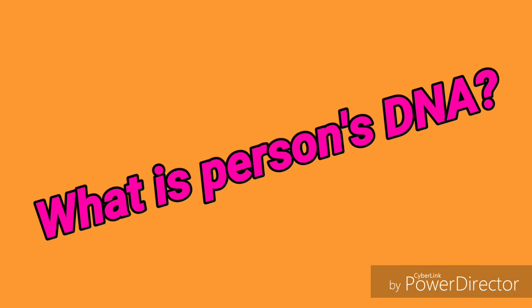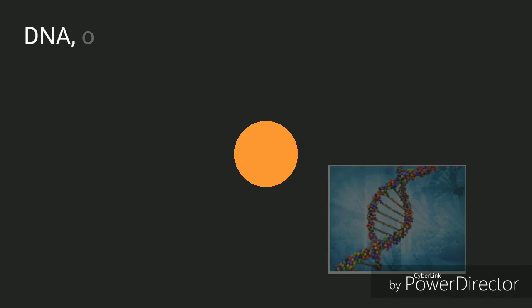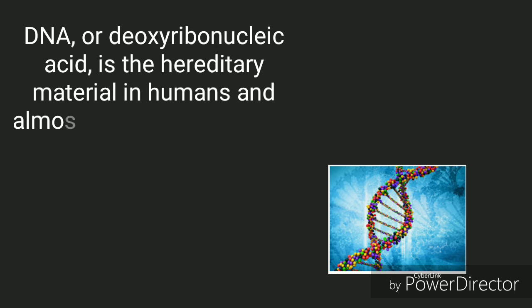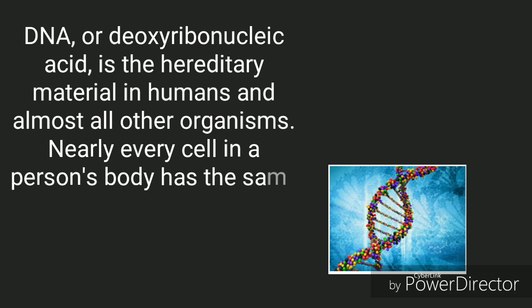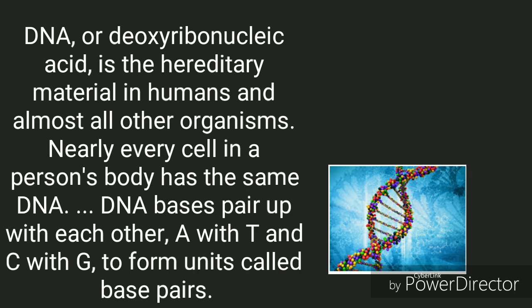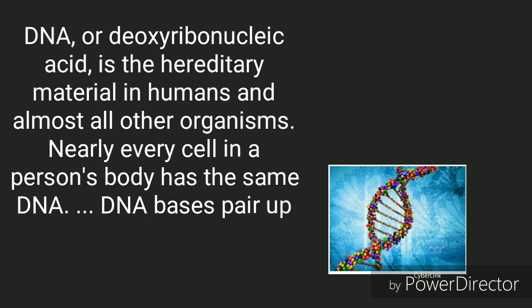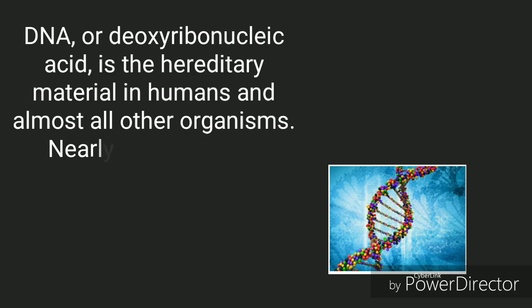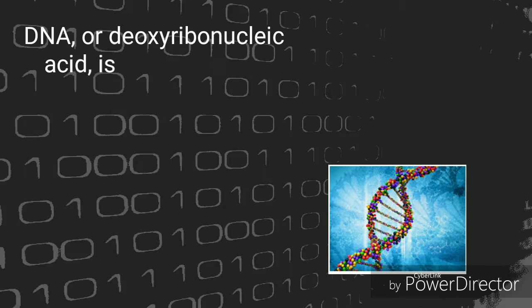What is a person's DNA? DNA is the hereditary material in humans and almost all other organisms. Nearly every cell in a person's body has the same DNA. DNA bases are paired up with each other, A with T and C with G, to form a unit called a base pair.